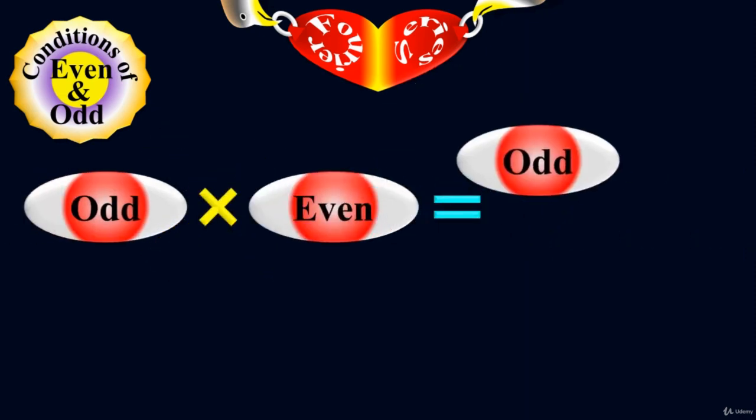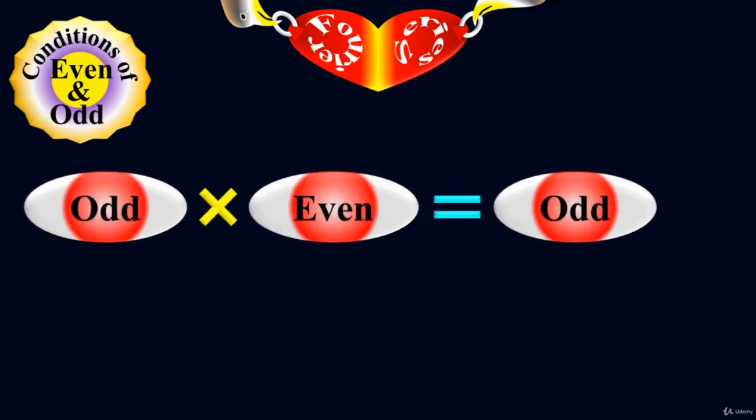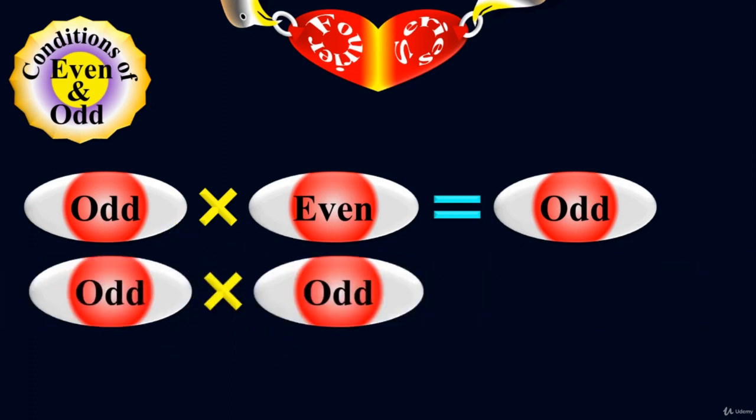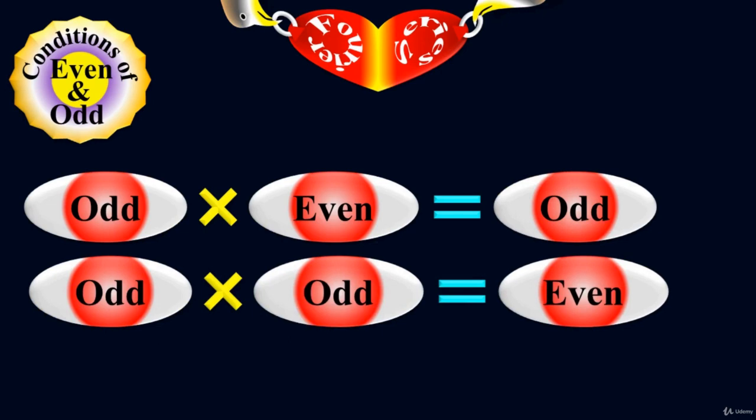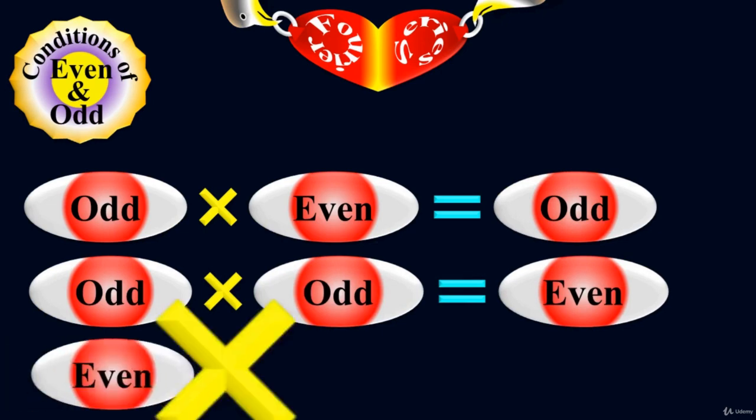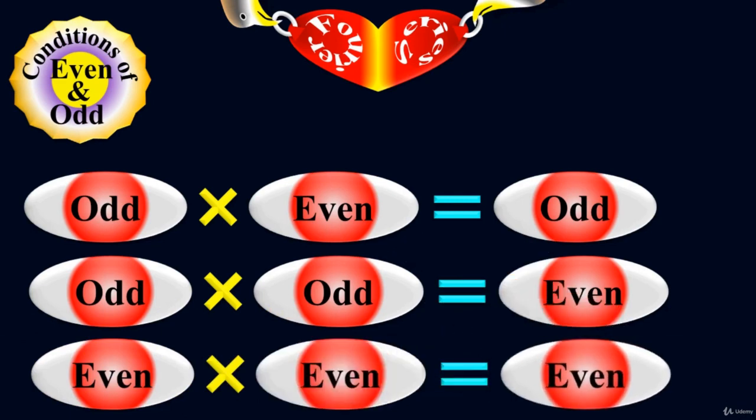The other prerequisite is the conditions of even and odd functions. Odd times even equals odd: the product of an odd function and an even function is an odd function. Odd times odd equals even: the product of two odd functions is an even function. Even times even equals even: the product of two even functions is an even function. So these were some prerequisites that you must keep in your mind.